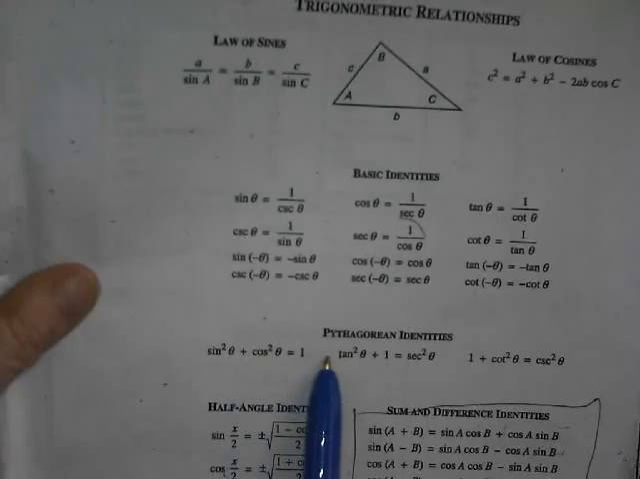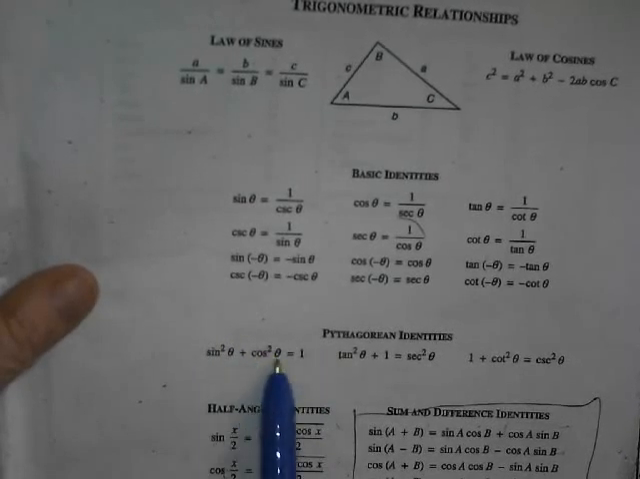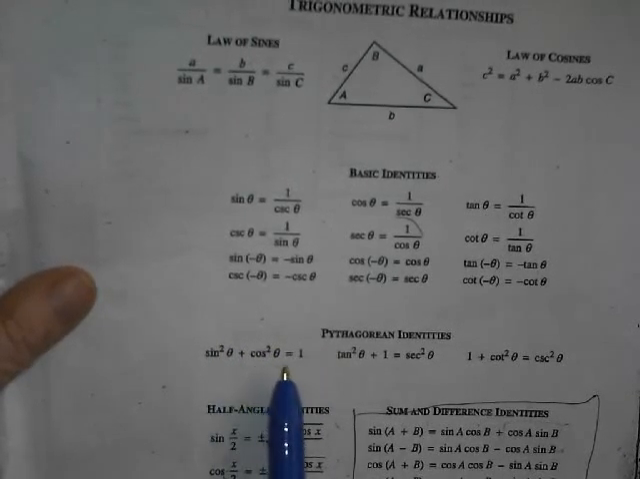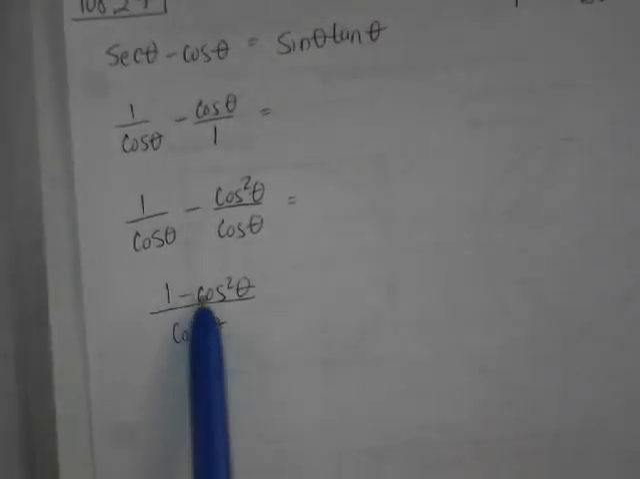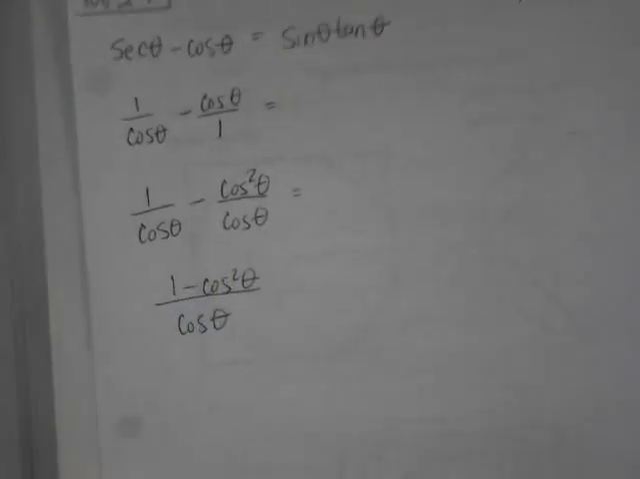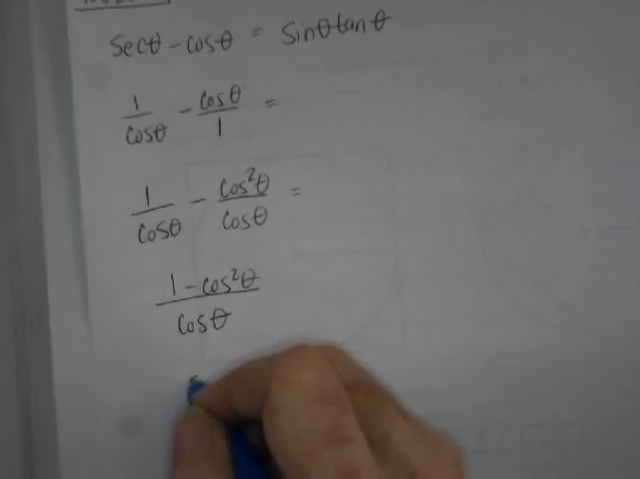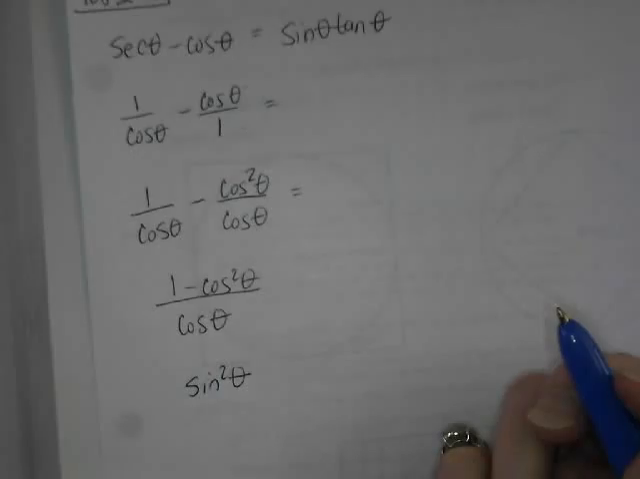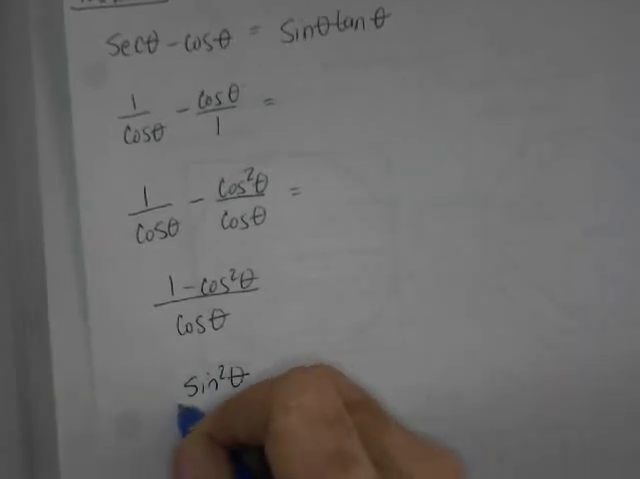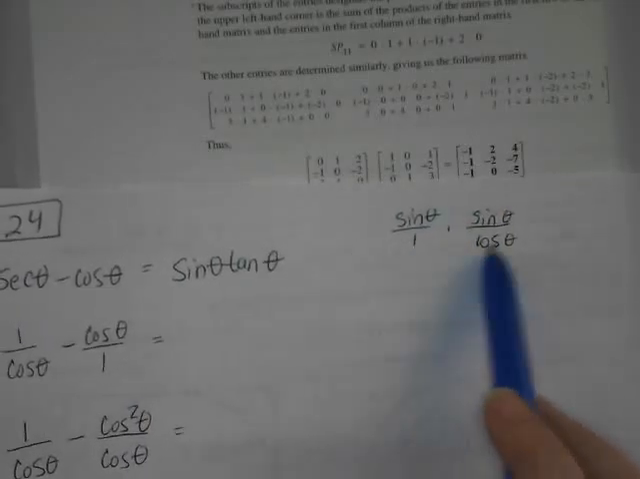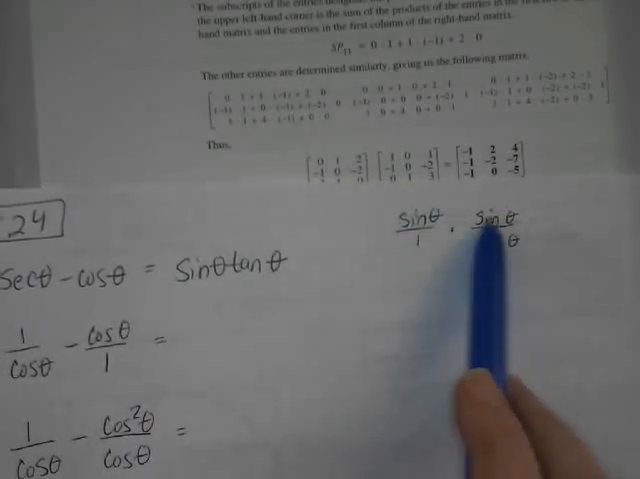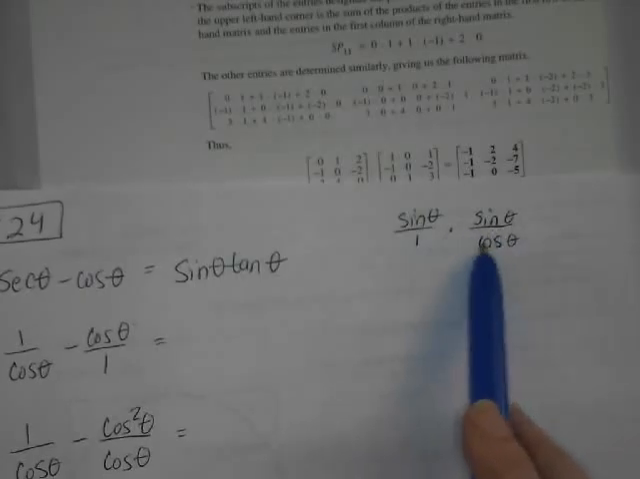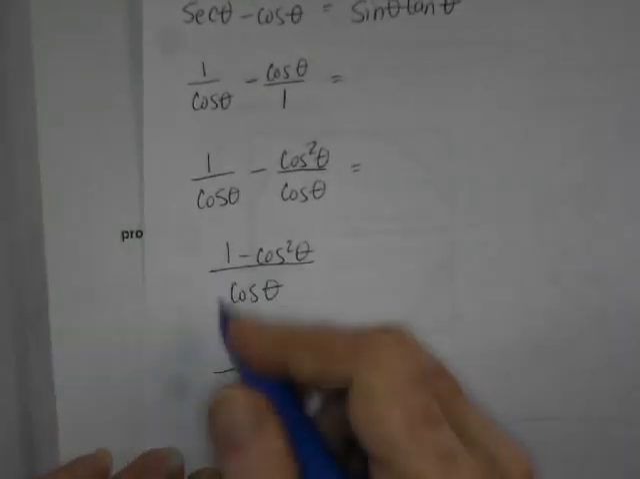If I subtracted cosine squared theta from both sides of this identity, I'd have sine squared theta is equal to 1 minus cosine squared theta. Well, I can write this as sine squared theta now. So why am I happy about that? Because when I took this thing apart and looked at it over here, I noticed that's sine squared theta over cosine theta. And that's kind of what I have. That is what I have, right?